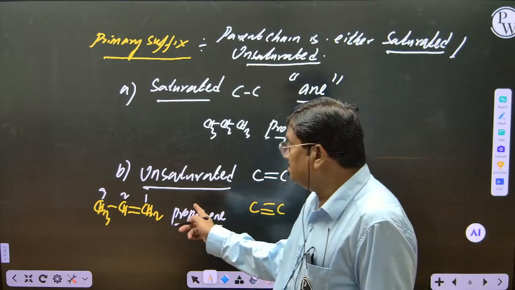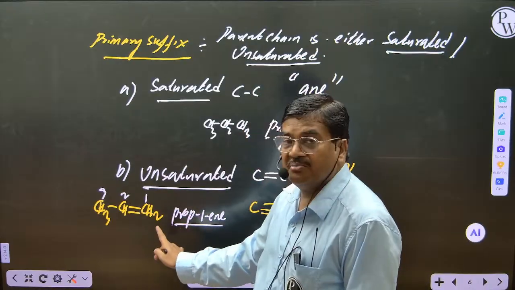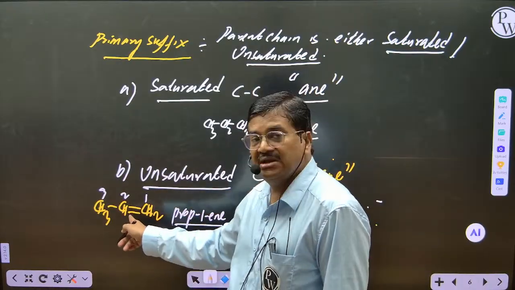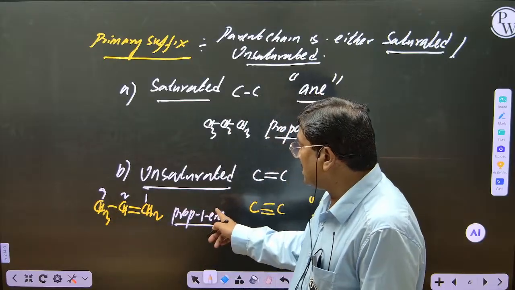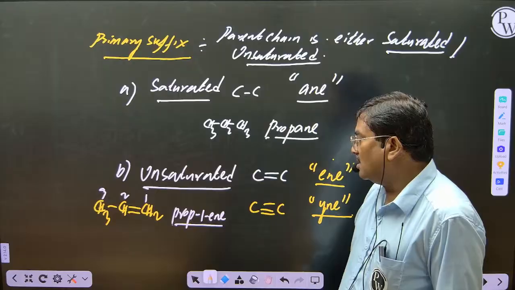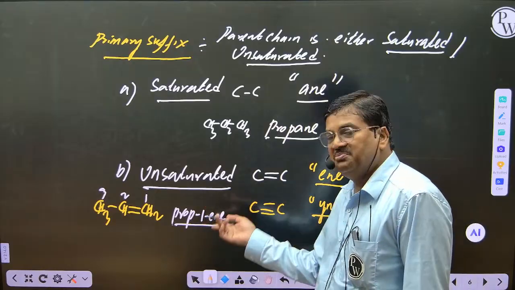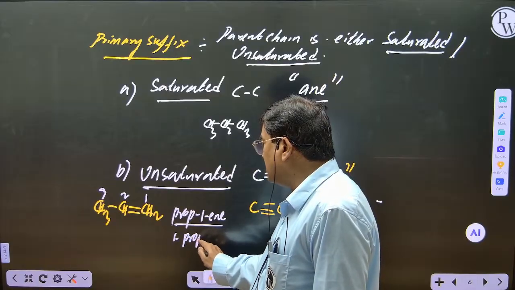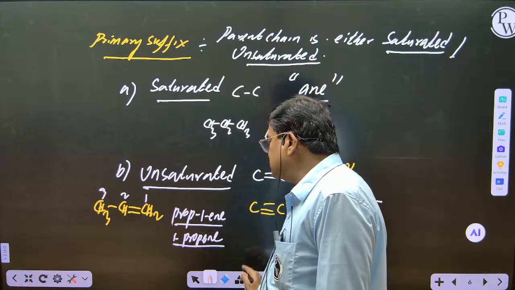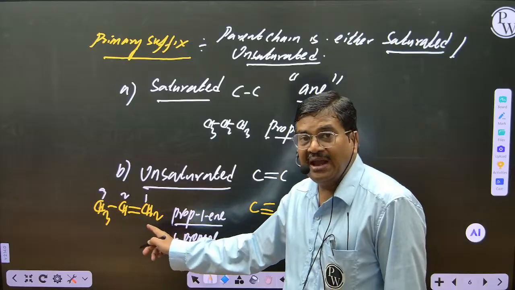Even if you don't mention the position, no problem, because you can't change the position. Even if you put the double bond here, the position can't be altered. So you can write only propene, or prop-1-ene, or you can even write 1-propene also. Anyway, you can write. Understood? This is for unsaturated. I showed you for alkene.